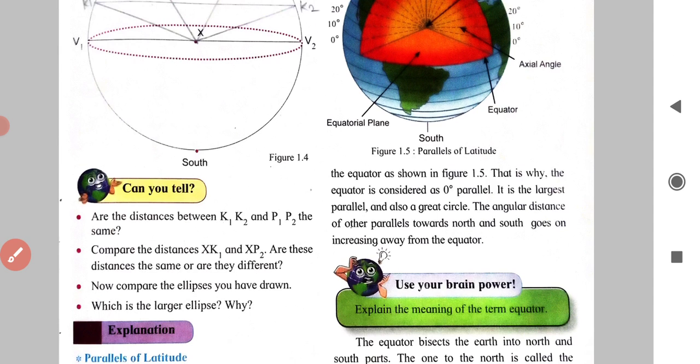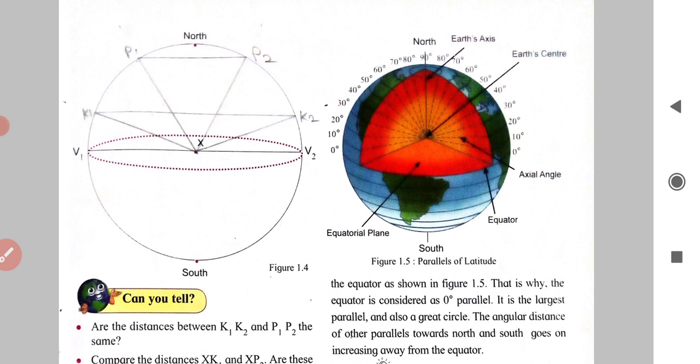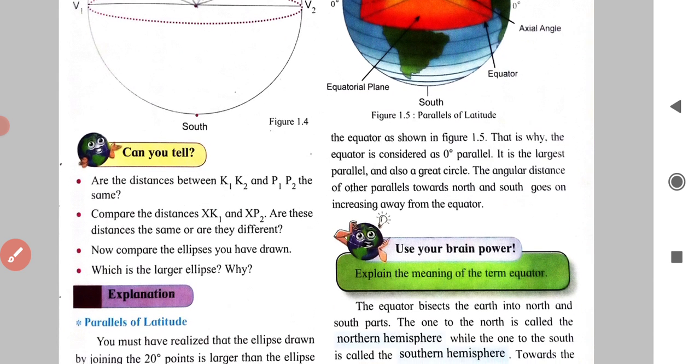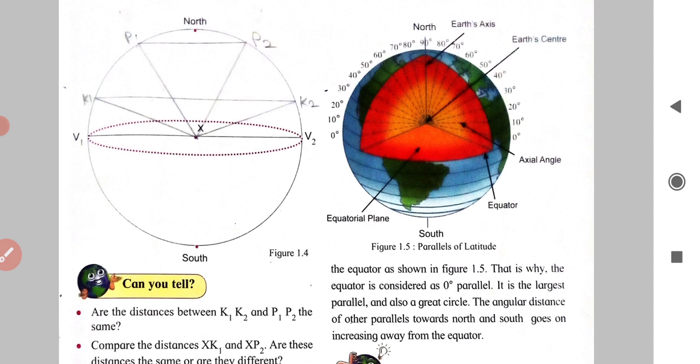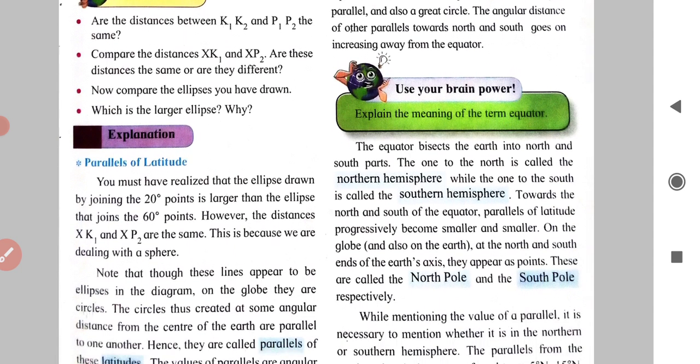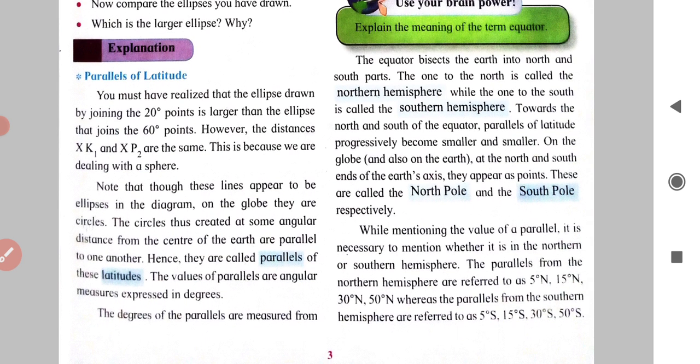Now, compare the ellipses you have drawn. If we compare both the ellipses, one is larger, one is a little bit smaller, and another one is the smallest. Now which is the larger ellipse? Why? Which is the larger ellipse? This one, K1 and K2, is the larger one. Now we will start the explanation.